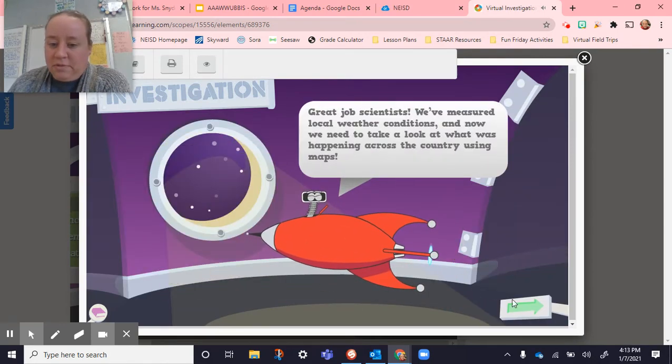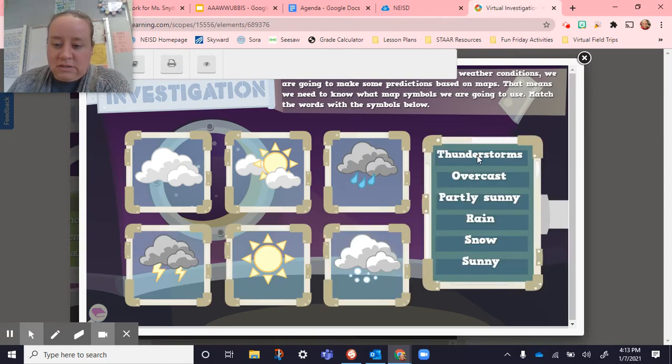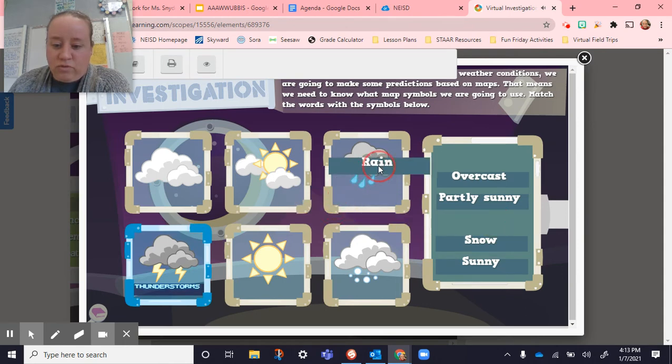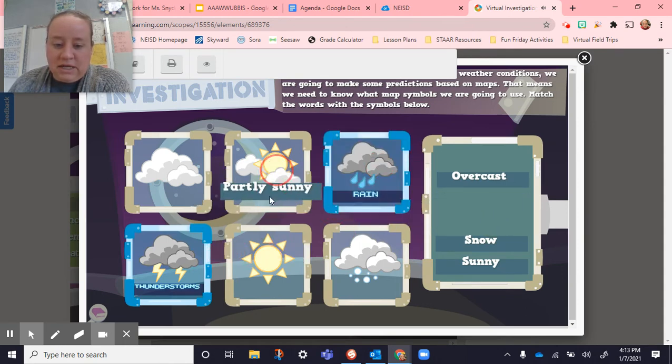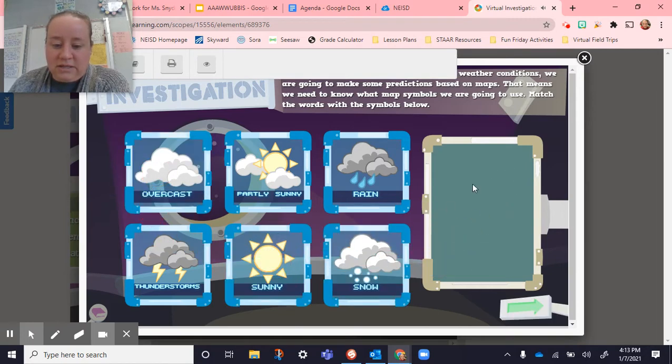All right, great job. So let's go look at some maps, it says. We're going to match these. Thunderstorms would be the storm clouds. We've got rain, partly sunny with the sun hiding behind the clouds. Overcast is cloudy, snow, and sunny.